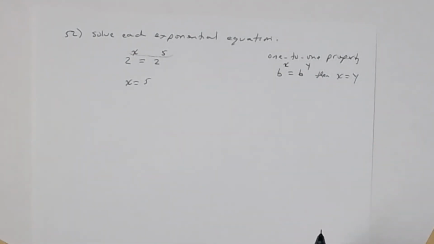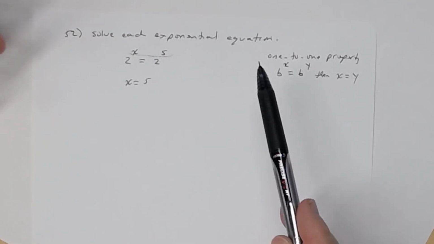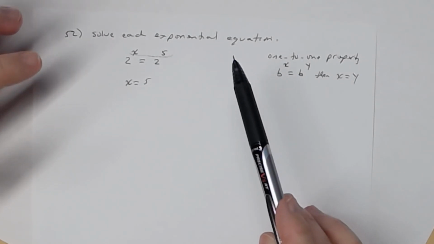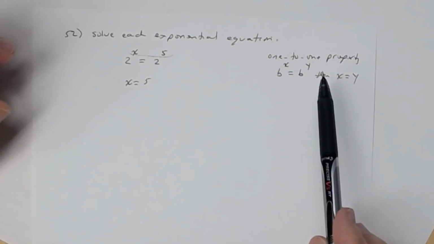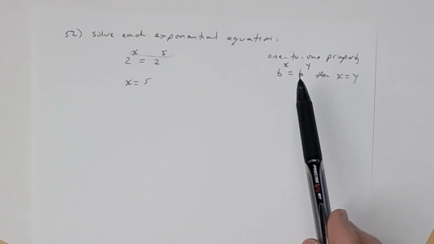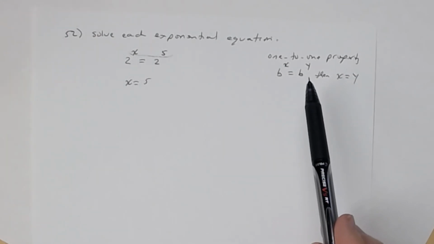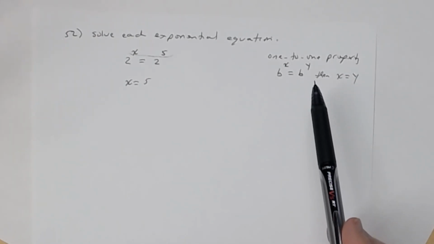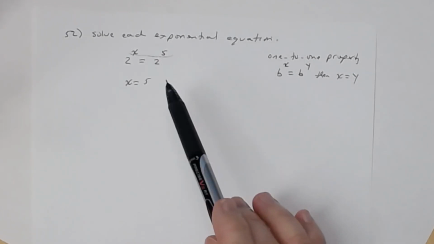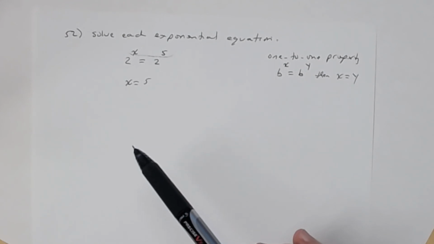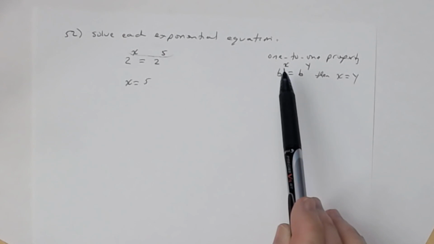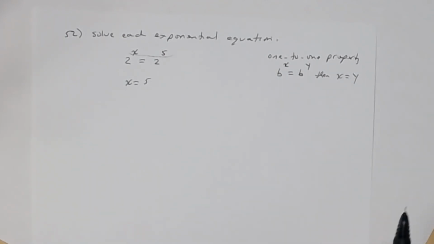Now, there are some exponential equations, and you're going to see this later on, in which the one-to-one property cannot be applied. Then you're going to have to use a different method, and we'll get to that when we get to those problems. But for number 52, all the equations that you're going to see, you will be able to use the one-to-one property. So you will be able to get those bases to be equal to each other.